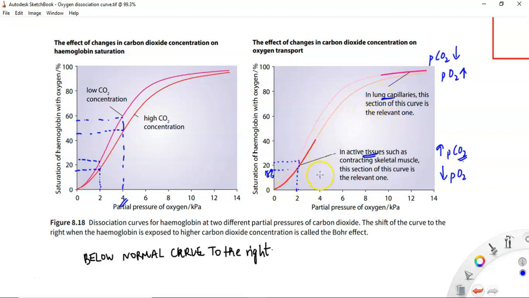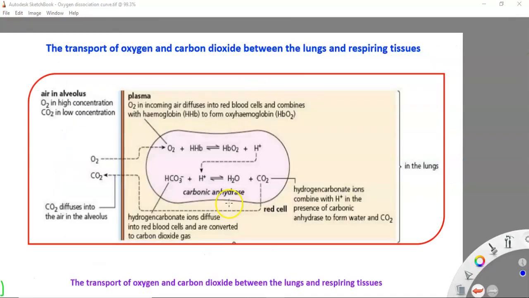It basically means that oxygen is released when there's a lot of carbon dioxide, and when there's less carbon dioxide and more oxygen, hemoglobin will tend to take up oxygen. So this ensures that the right amount of oxygen is released within the body, at the right site. For instance, let's look at an example of the transport of oxygen and carbon dioxide between the lungs and respiring tissue. So look here.